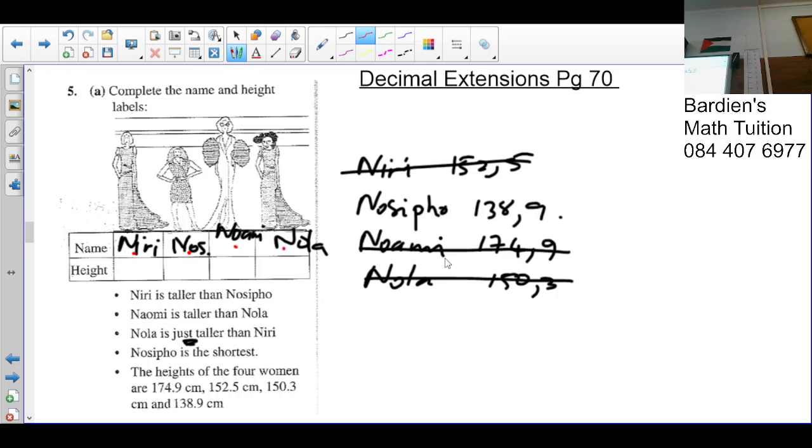Then he says, now coming to this one that we're confused about. Nola is just taller than Niri. You see what I was telling you earlier on? Nola is only taller than Ch4. No. Nola is just taller than Niri. This is not right.